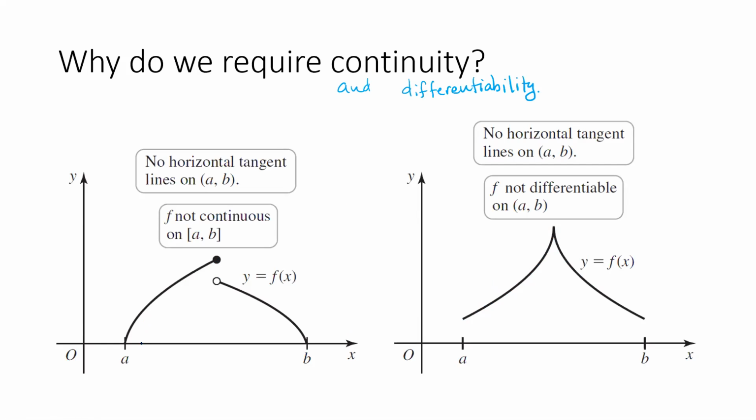Because if it's not continuous, then there's no point where the slope is 0. Or here, if it's not differentiable, you could have no point where the slope is 0. So we require both continuous and differentiable in order to guarantee that it has at least one point where the slope is 0.